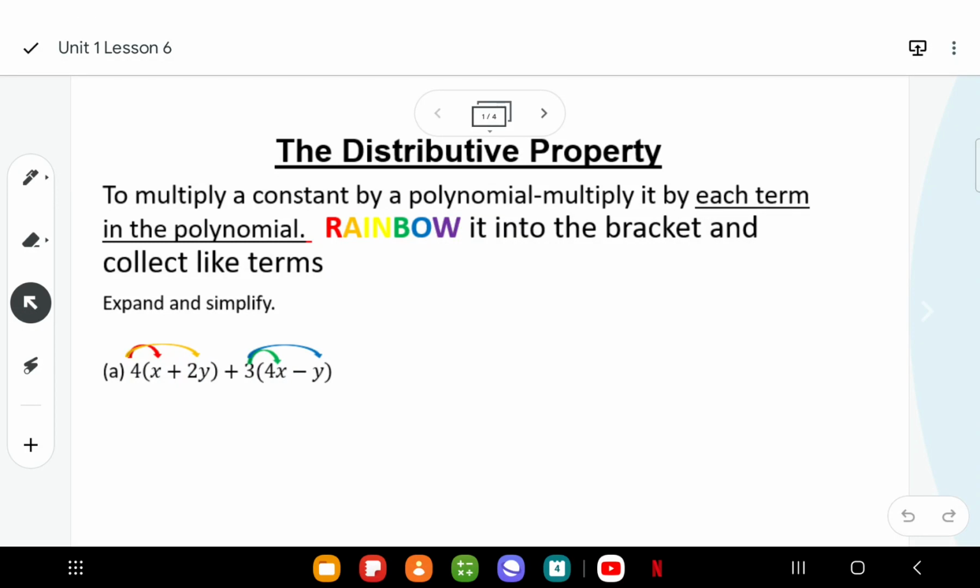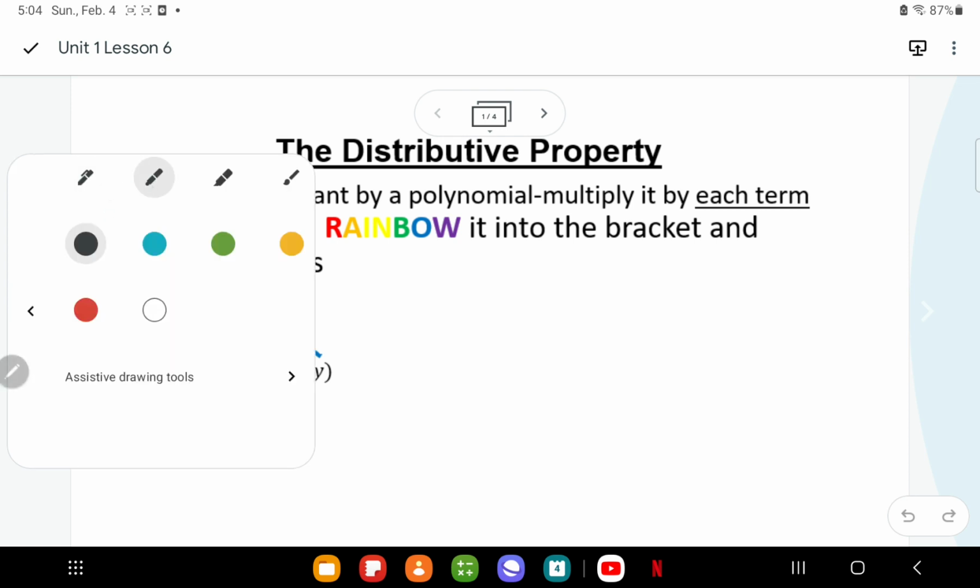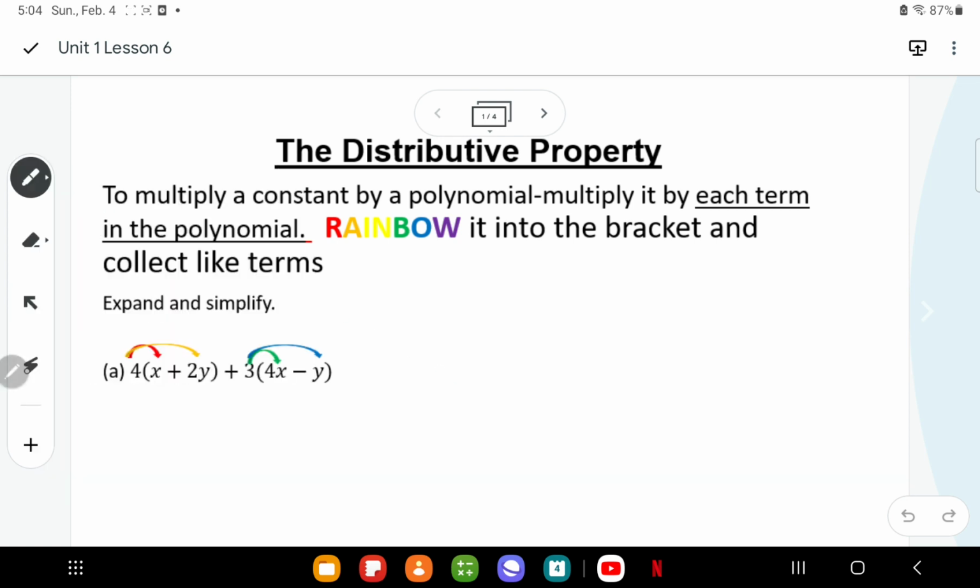Folks, this is the lesson for Unit 1, Lesson 6, for our Grade 10 Applied Math. So we are going to look at the distributive property today. This is definitely something you've probably seen from Grade 9, but we're going to combine this together with our gathering like terms that we've already done in Unit 1.